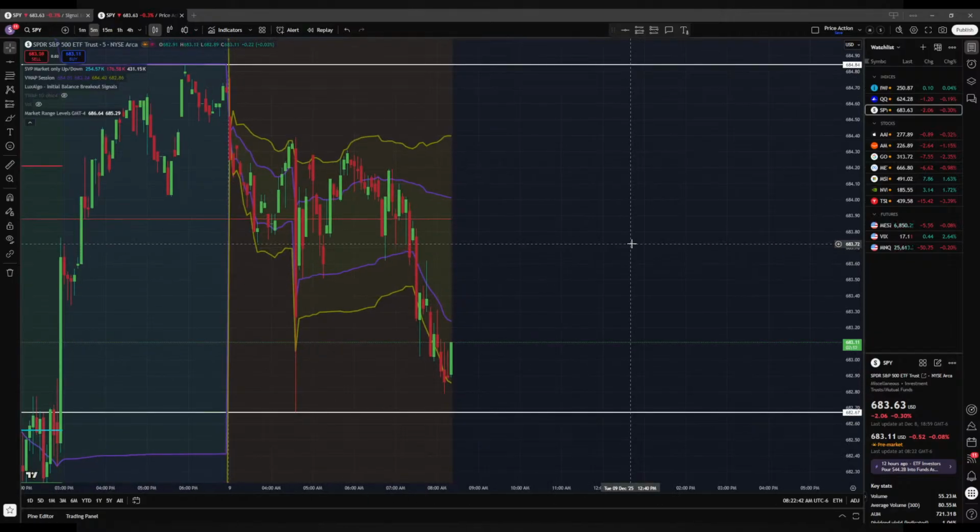So once market opens, I'll probably stick around until the 15-minute opening range is set, because I like to take trades based off of that.